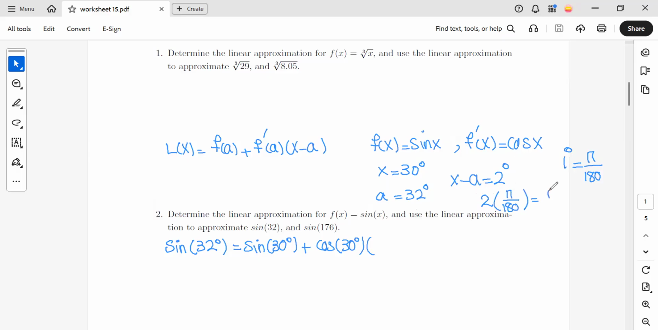After simplification, we would have pi over 90. So we're going to use this. Pi is just pi in your calculator. So it will be pi over 90 here.